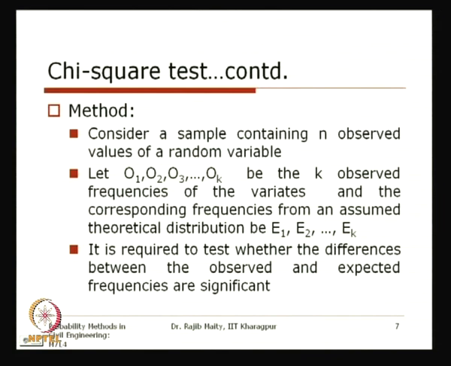So from that distribution we get the Ei's, and from the data we get the Oi's. It is required to test whether the difference between the observed and the expected frequencies is significant or not. If the difference between the observed and the theoretical is significant, then we can say that the data is not following the distribution that we have hypothesized. On the other hand, if they are almost the same, then we can say that yes, it is following that particular distribution.